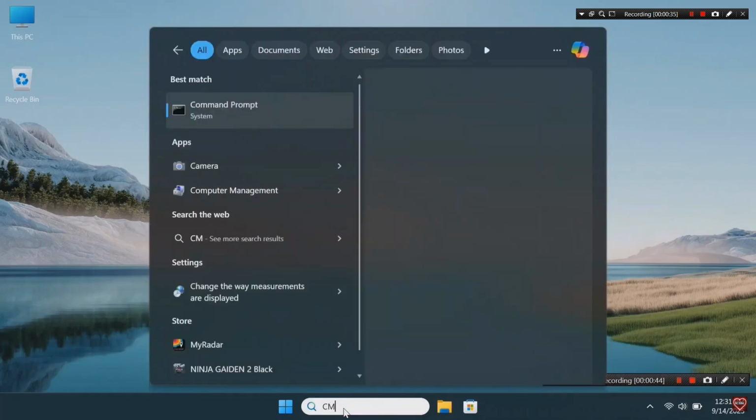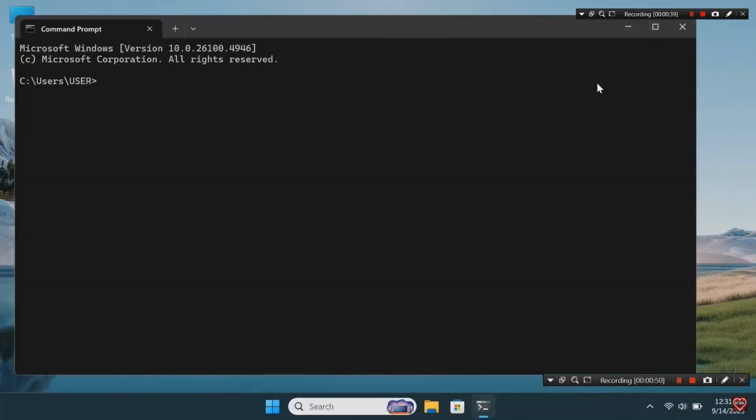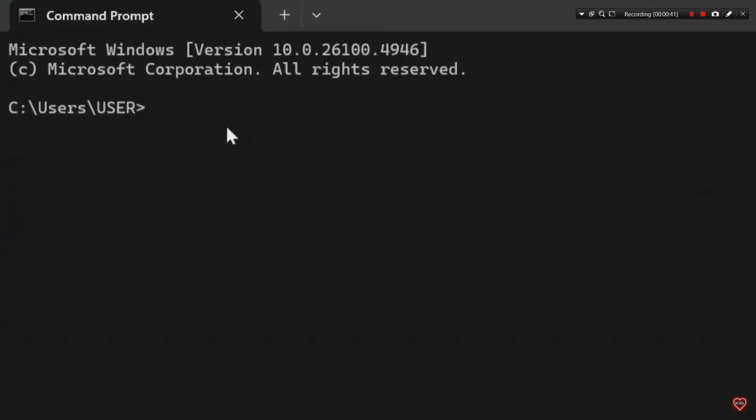Next, friends, in this search box, just type CMD, then please open the CMD. And in the CMD window, please type powercfg /batteryreport, then press enter, and the file will be saved in the local disk C.